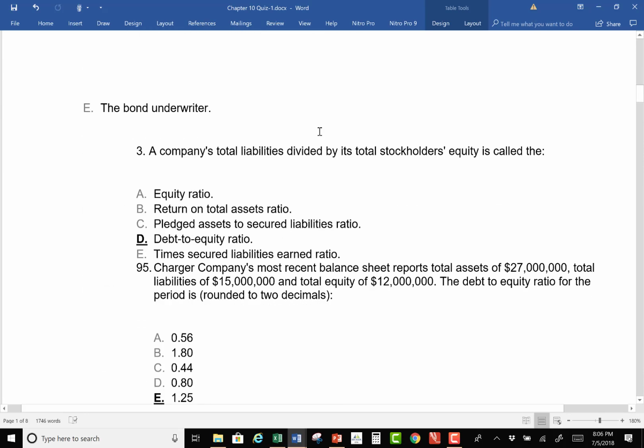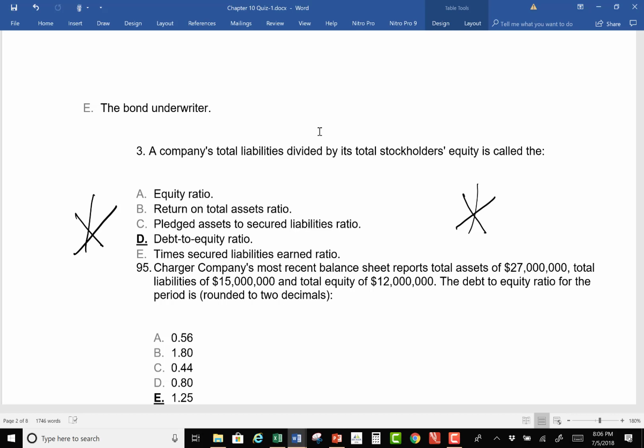Number 3, the bond underwriter. That's the wrong answer to the previous question. A company's total liabilities divided by total stockholders' equity. I didn't go through that last slide, guys, when we came into the quiz, because I decided I'm just going to teach it to you from here. I hear it's the easiest thing in the world. Debt to equity ratio means that you put the debt in the numerator, your equity in the denominator. That's called the debt to equity ratio. Can there be anything easier? Debt in the numerator, equity in the denominator, debt to equity ratio.